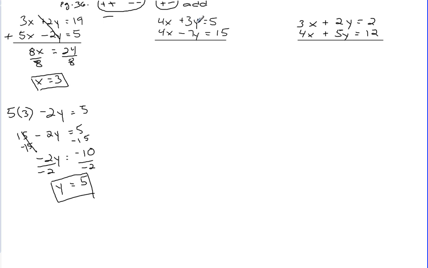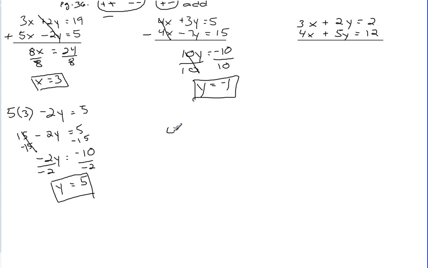Here's another example where we look for a common number as a coefficient, and our x's in this case both have a 4. Now we look, okay, are the signs the same or different? In this case, they're the same. They're both positive. So we're going to subtract. 4x minus 4x cancels. 3y minus a negative 7y, minus a negative is like addition. And then 5 minus 15 gives us negative 10, divide by 10, and we get y equals negative 1.